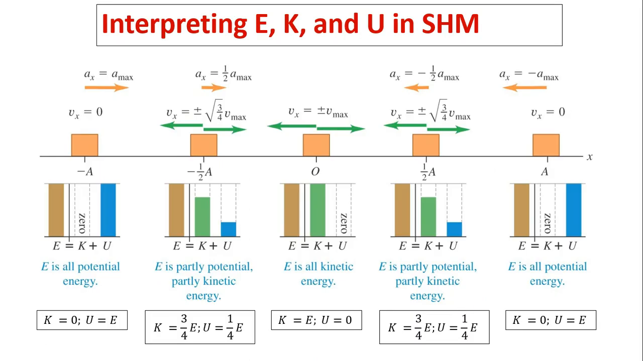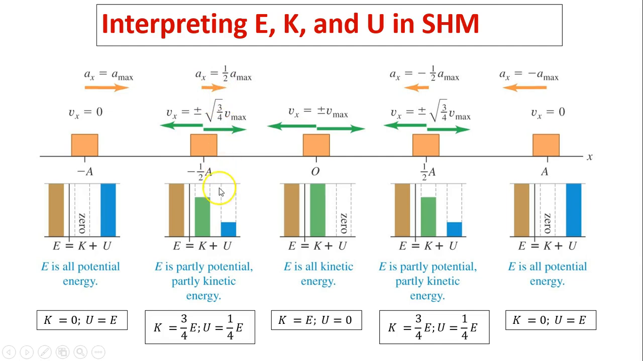Let's take a look at the diagrams. In the diagram, E is always constant. So in all these cases, E is the brown line. The height of the brown line is always the same. So at one point, all the energy can be potential. In this case, when the slider is at negative A, all the energy is potential. So potential plus kinetic equals total. So U is all the energy, it is all potential energy.